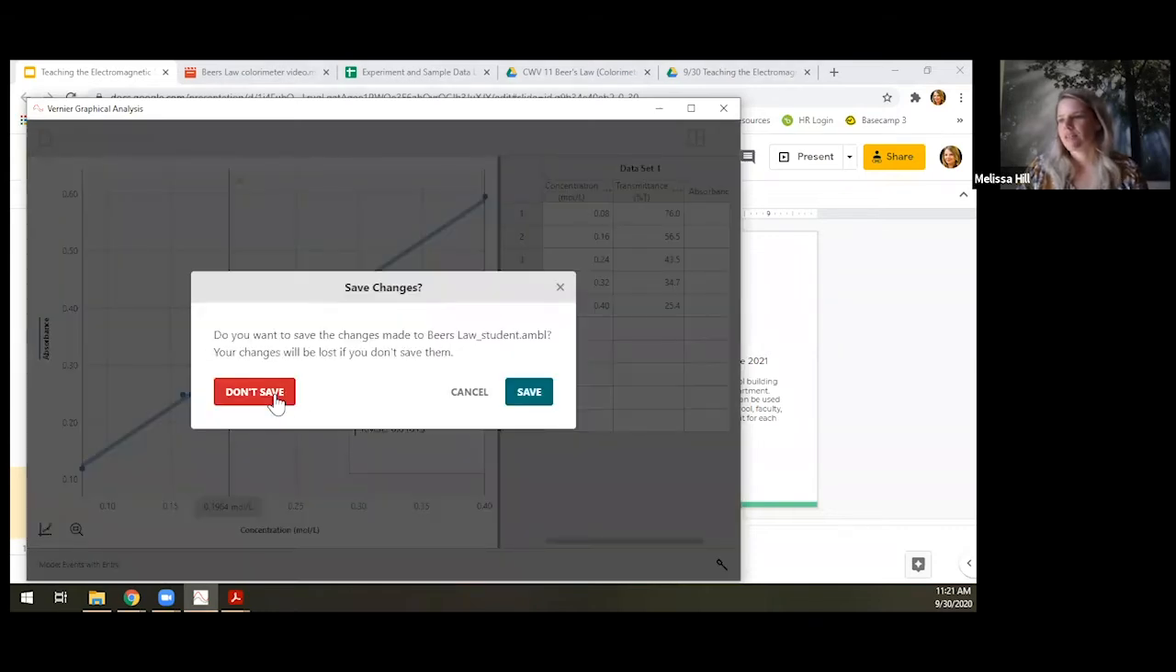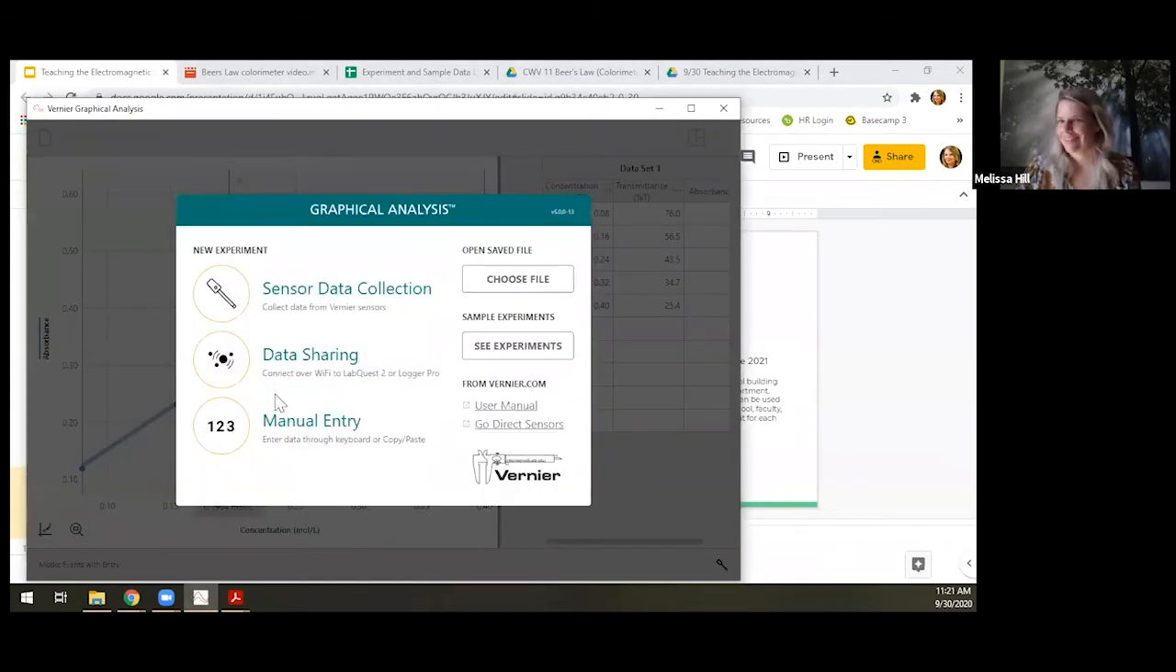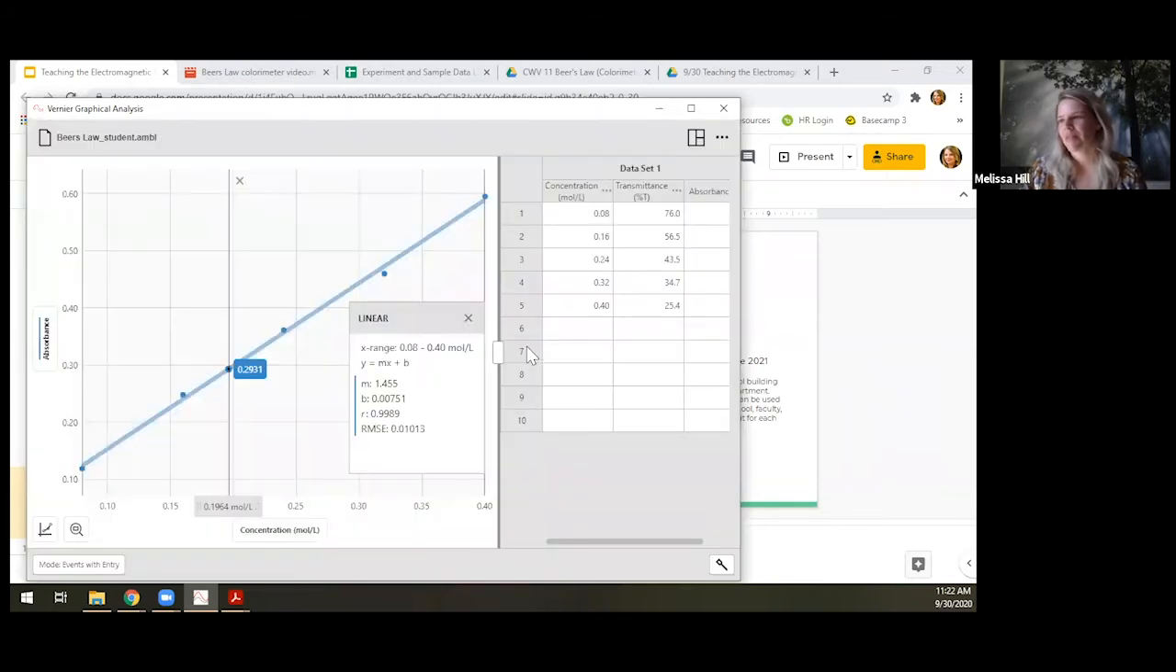Graphical Analysis Pro looks exactly like Graphical Analysis. This is it right here, you're looking at it. Really the difference is you'll see that there's this sample experiment little icon here, and then when you get into it, it looks a little bit different.